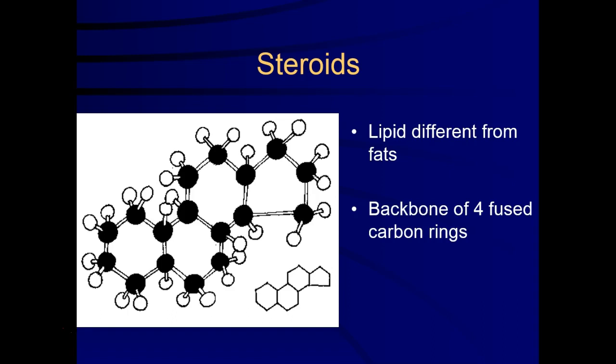Their big structure that unites the steroids are going to be the four fused carbon rings. They have a backbone, and every steroid has this central core of four fused carbon rings. What makes them different are little side chains that come off from those rings. That's what makes one steroid different from another.